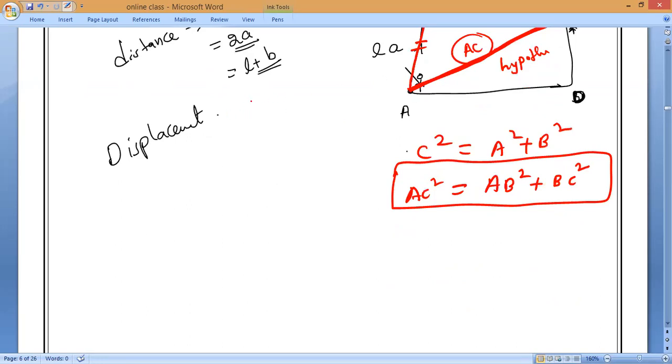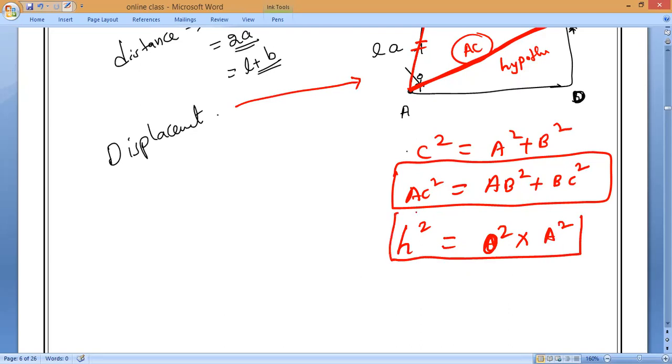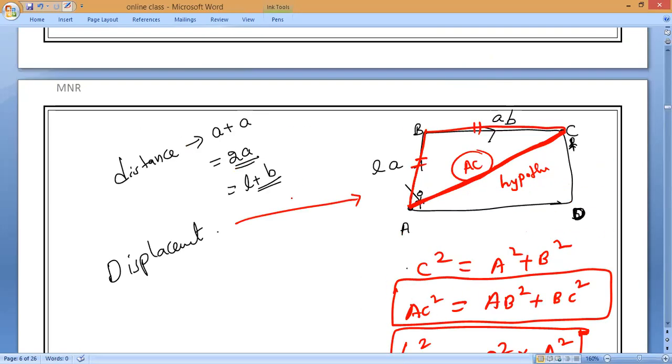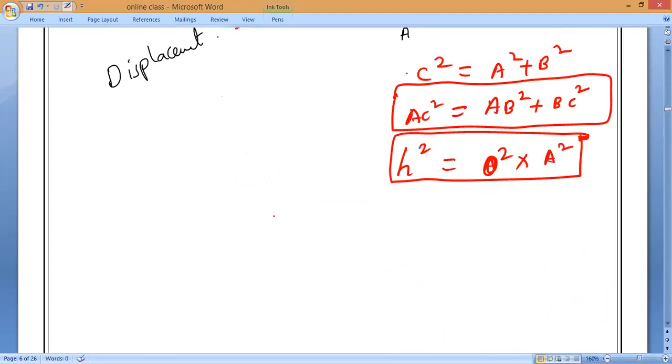So in these cases, we have to use the Pythagoras theorem. Hypotenuse square is equal to adjacent square plus opposite square. That is what we have to remember. You can write hypotenuse square is equal to opposite square plus adjacent square. That is what we call the Pythagoras theorem. Do you understand, guys, when we have to use the Pythagoras theorem? Yes.